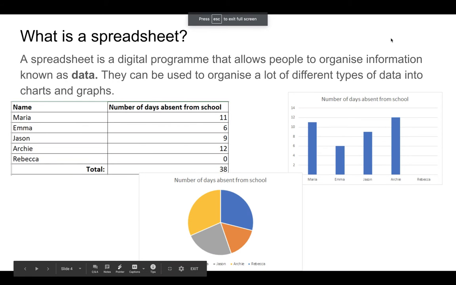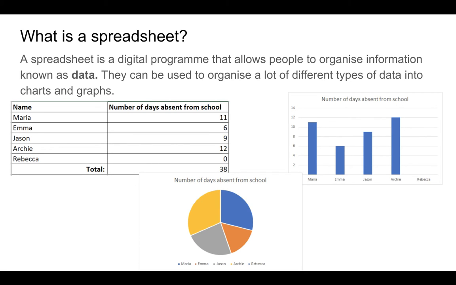Okay, so in today's computing lesson, we are going to be looking at spreadsheets. So, specifically, how we can use them to interpret different sets of information and looking at how we can use them in everyday life.